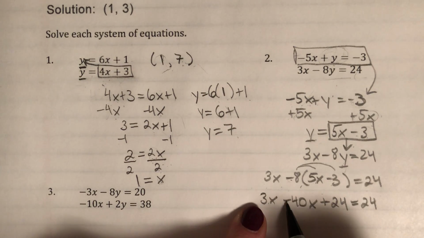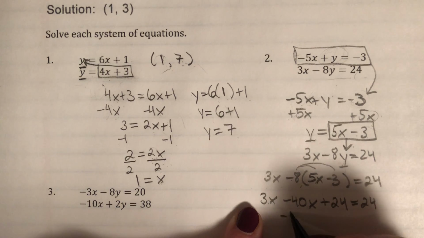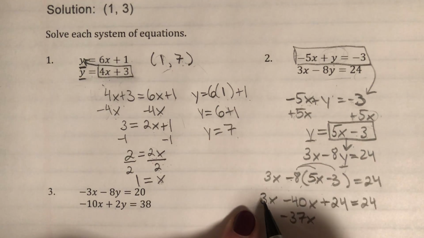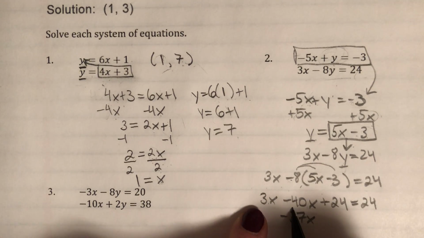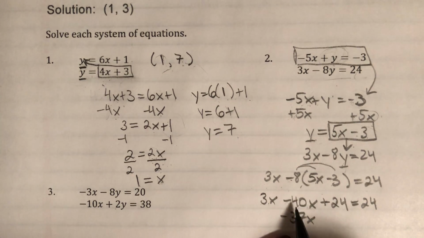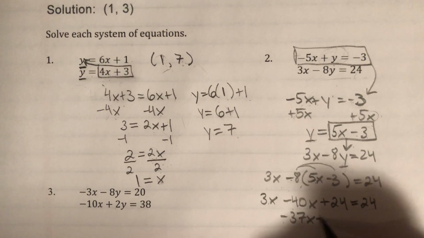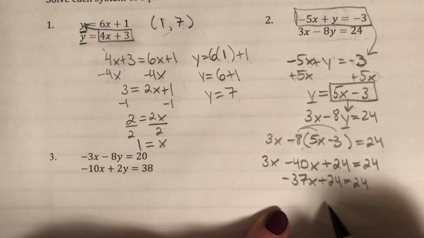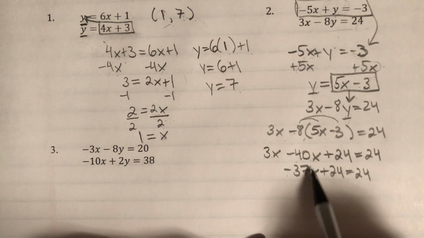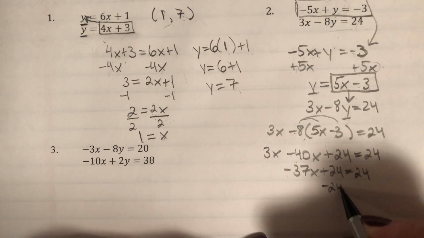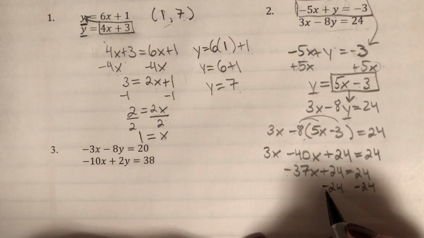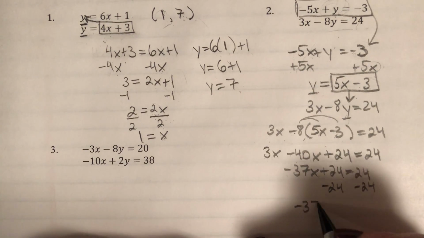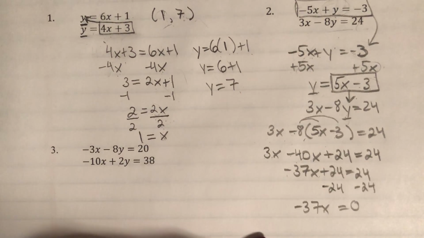Now, 3x minus 40x, that gives me negative 37x. When you have opposite signs like this, they do act as subtraction, and whichever sign has the most, you're more negative than you are positive, that means that my answer is going to be negative. Plus 24 equals 24. Now, some of you may have already noticed what's going to happen with this. When I go to isolate my x variable, I'm going to have to subtract this 24 from both sides. Again, I'm undoing addition with subtraction. And I have negative 37x equals 0.